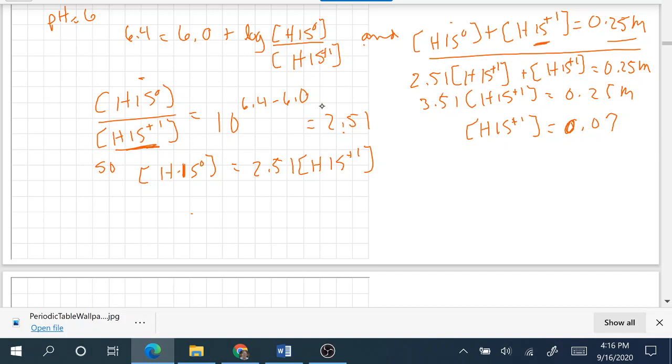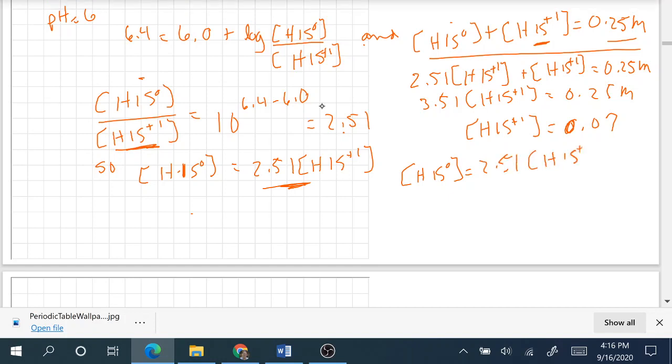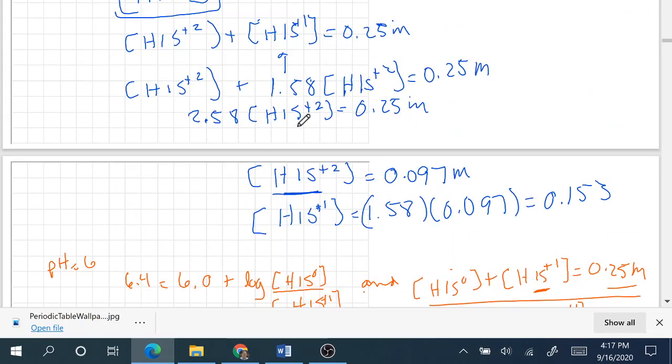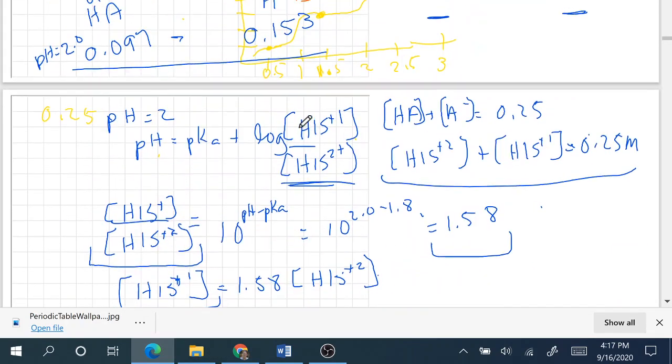So then we have His 0, I'm sorry, not here. We're going to plug it in over here. So His 0 is equal to 2.51 times His plus 1, which is equal to 0.178. So I'll keep the color different. I may have to overwrite some of my stuff here.